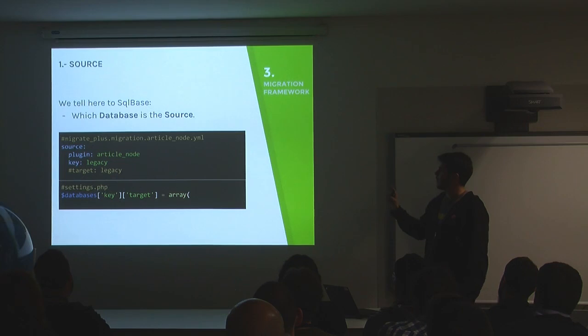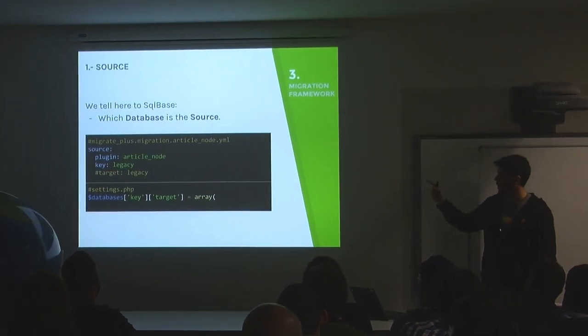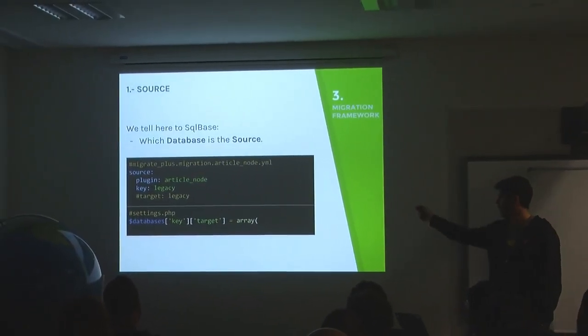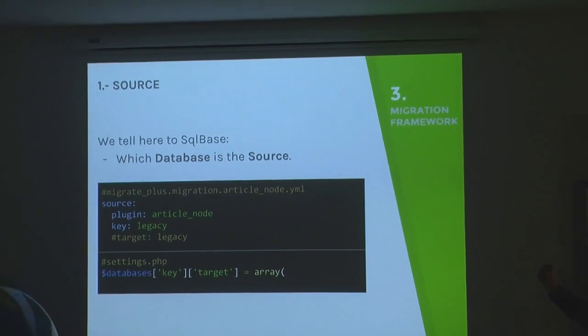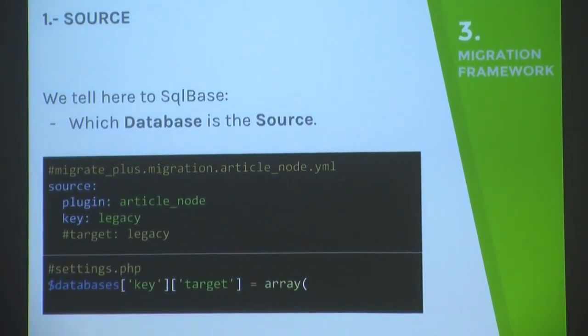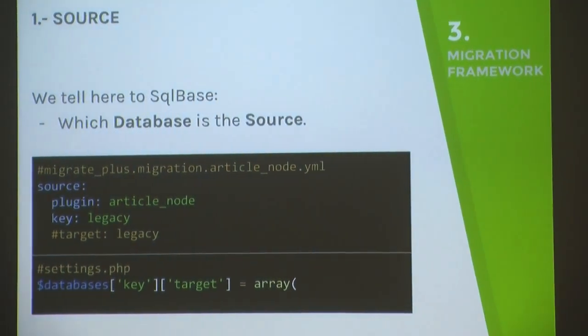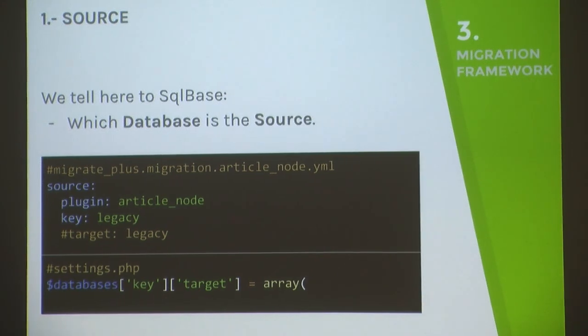Okay. In the source plugin, the most common case is SQL-based. We tell here which database is the source. In this YAML file, we have a key called source. We use a plugin, our PHP file, and key or target, which is the setting file. This is key, and this is target. If you say here key hello, you have to put here hello.